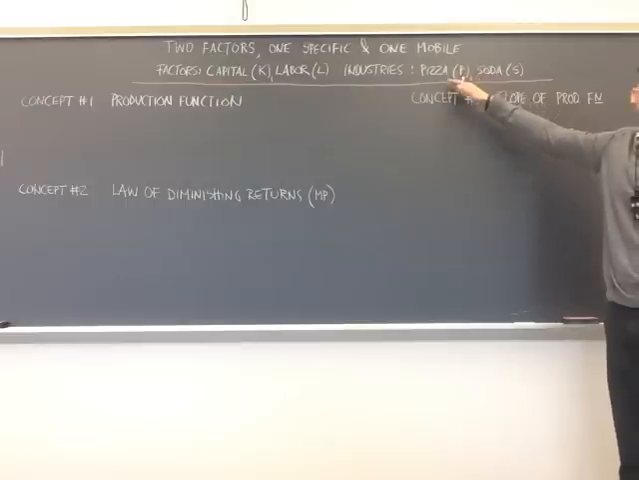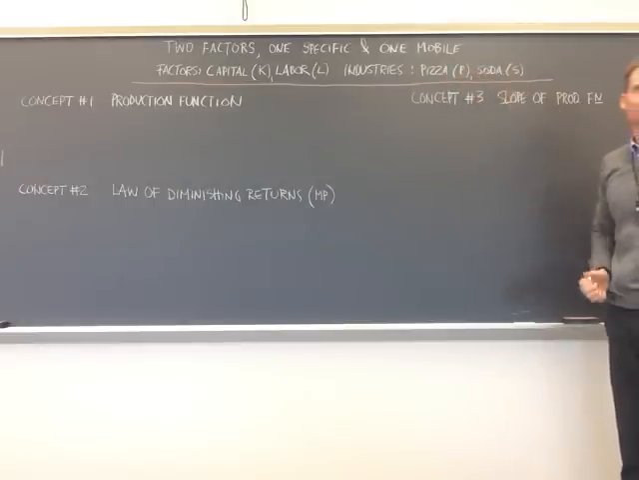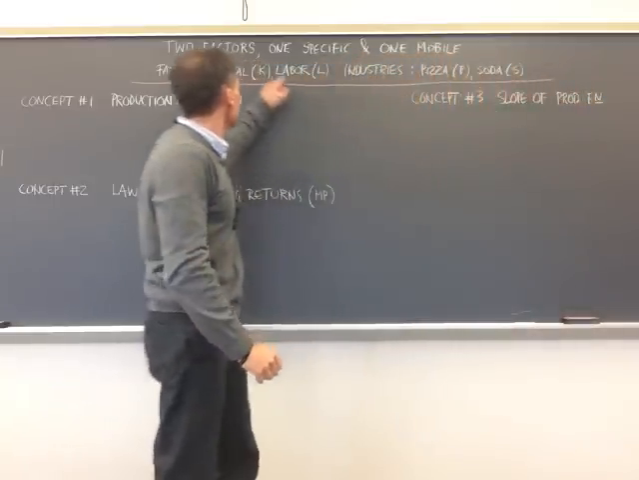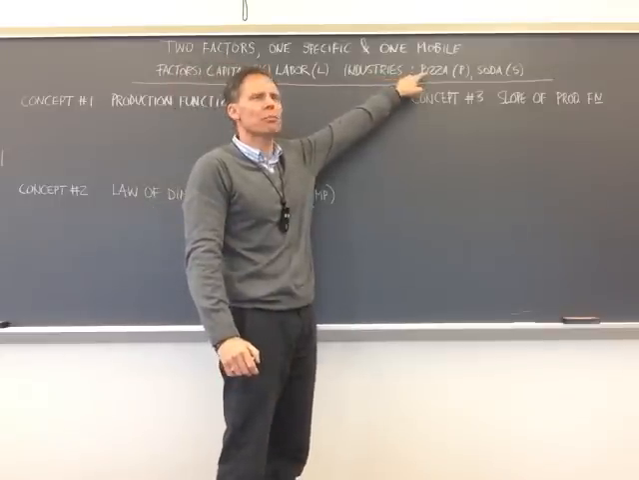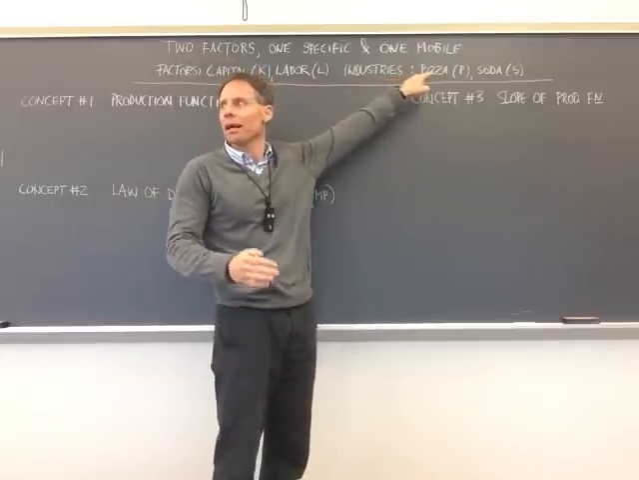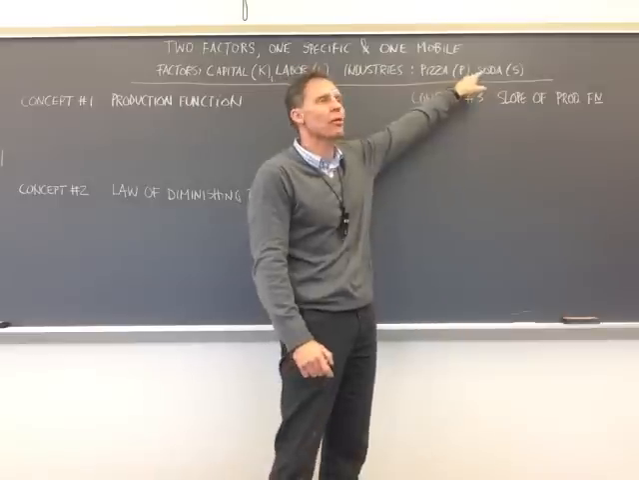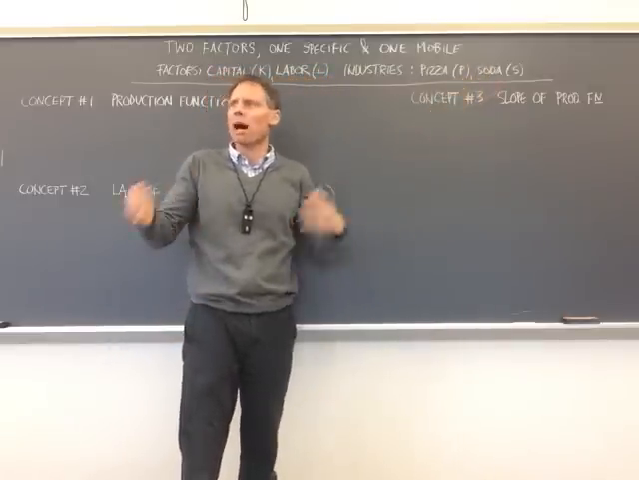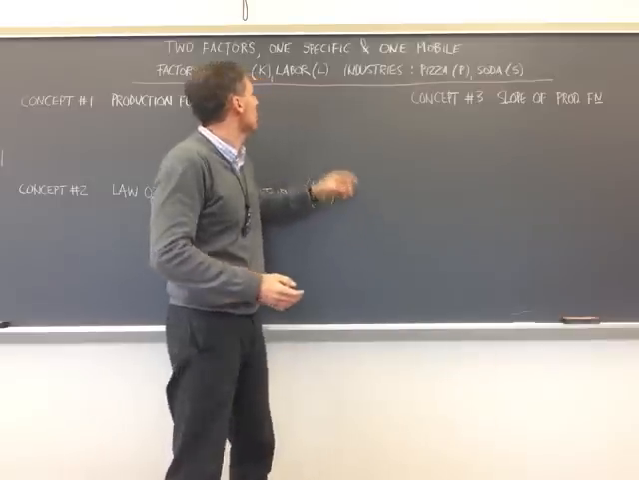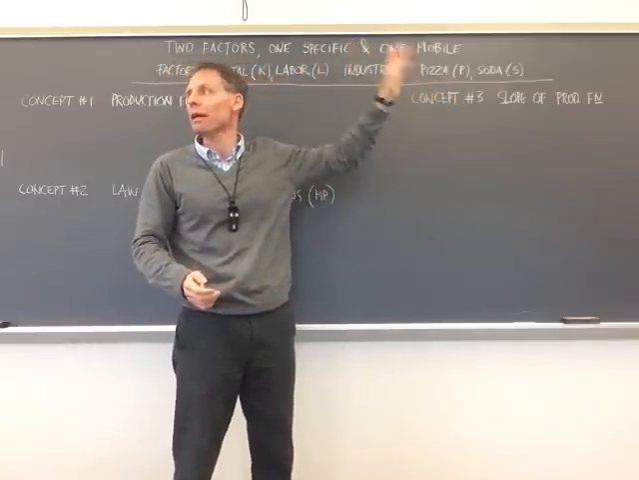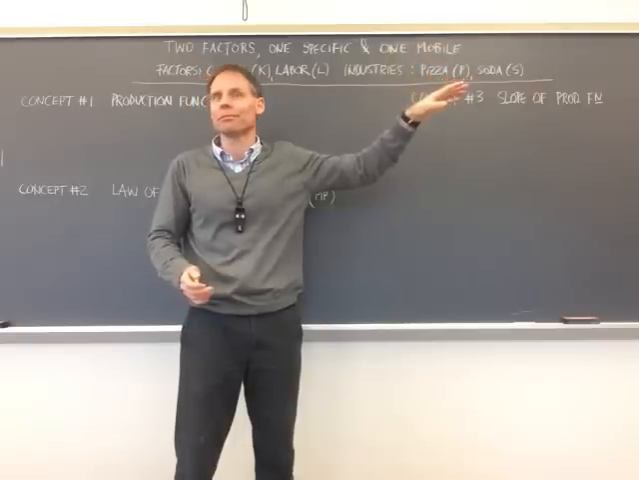Suppose we have these two industries, pizza and soda. So what we have here is we'll have some capital that is specific to the pizza industry, like ovens. And we'll have some capital that is specific to the soda industry, some kind of bottling machine. But workers can go between the two industries, wherever they're needed. Wherever they make a higher wage, that's where they will go.